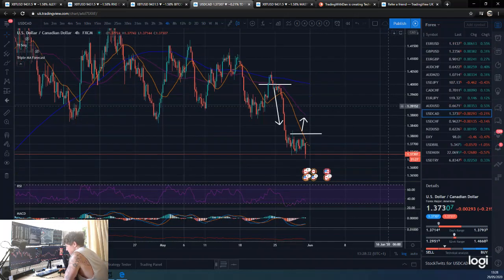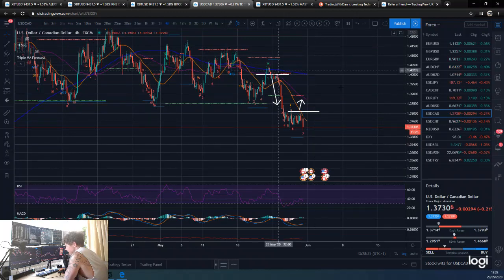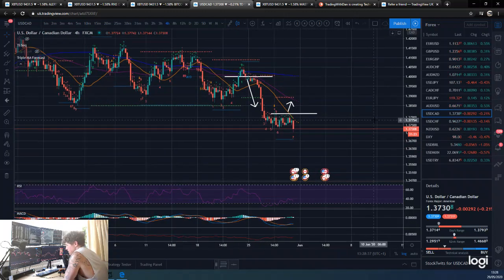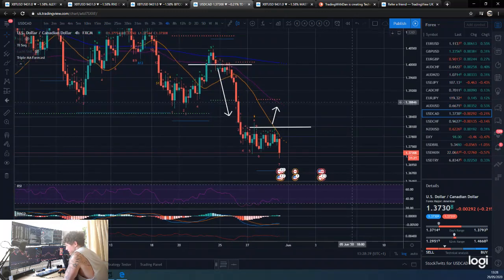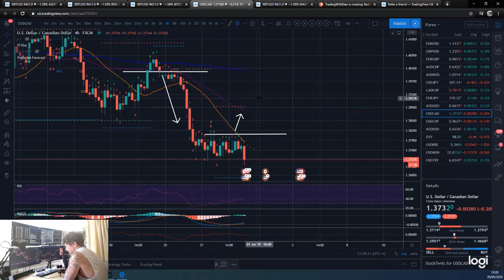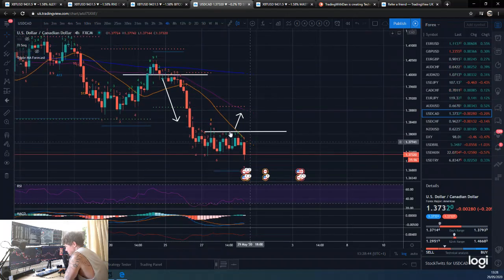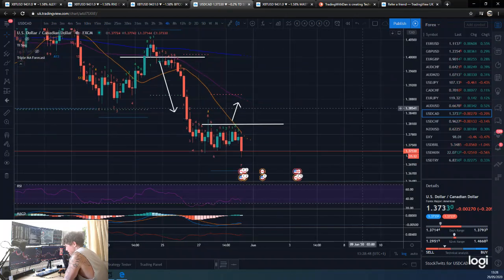US dollar, Canadian dollar. So we had our great sell trade. Fantastic sell trade on the 4-hour there. Just literally amazing sell trade. We then looked at that 9. We said, look, if we break that, buy trade. If we don't, just more downwards. So yeah, not much to look at there.